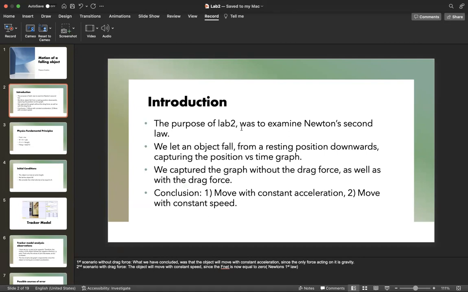The conclusion was that in the first scenario, without the drag force, the object will move with a constant acceleration since the only force acting on it is gravity. For the second scenario, with the drag force, the object will move with constant speed since the F net is now equal to 0 based on Newton's first law.